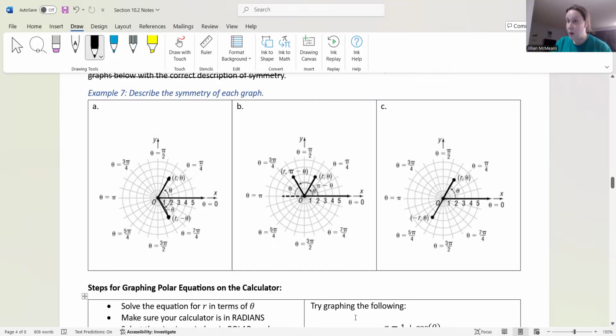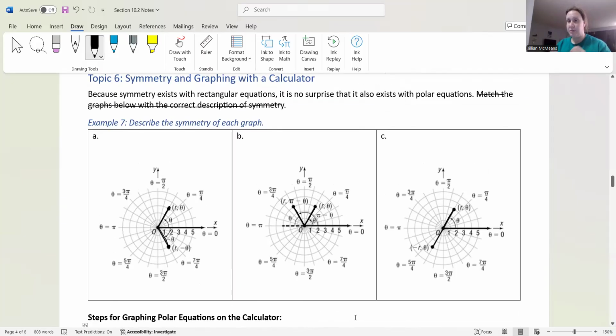So just really quick, let's review symmetry in the rectangular world. If we have symmetry with respect to the x-axis, we could check that pretty easily, okay? You would know that if you folded the graph along the x-axis, the 2 sides of the graph would meet.